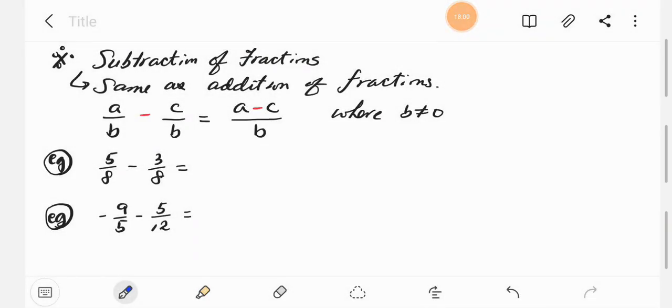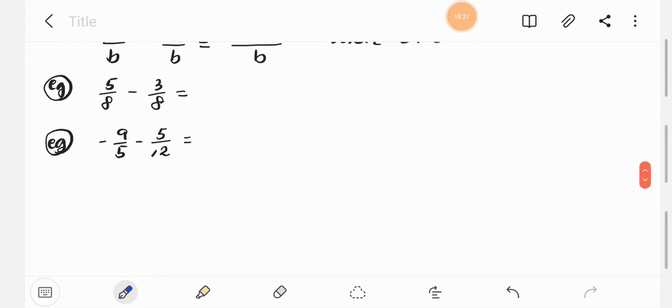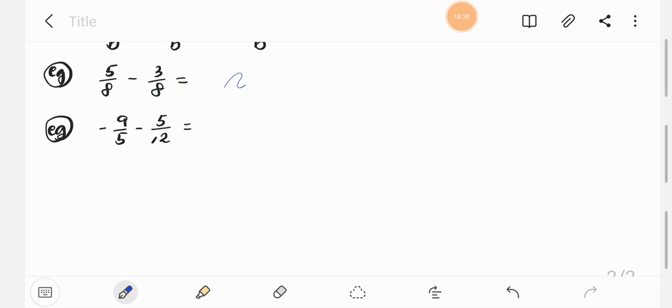When you do a subtraction of fractions, it is the same process as addition of fractions. So here's a over b minus c over b. Since the denominator is the same, we subtract the numerators, so a minus c. Also, since this is a fraction, the denominator b cannot be equal to 0. For this one, the denominator is the same, so you can write the same denominator and subtract the numerators. So 5 minus 3 is 2 over 8, and then reduce it to 1 over 4.